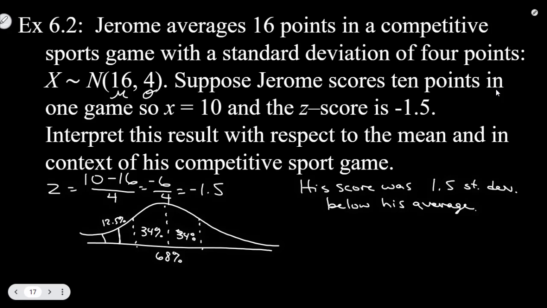We know that 50% of the data is this way. Then you've got another 34% of the data if we go to here. 34 more. So that means 84% of the data is above this. And then finally, we've got even a little more. So you're probably looking at 90% of the time he does better than what he did in this game. So he did really poorly compared to what he normally does in the game that he's playing.